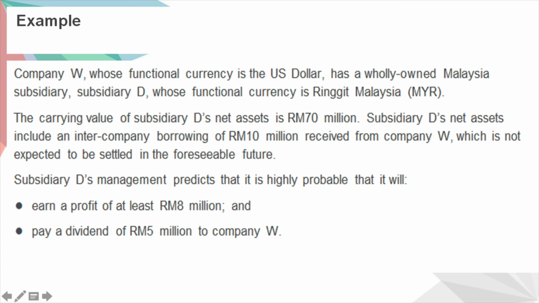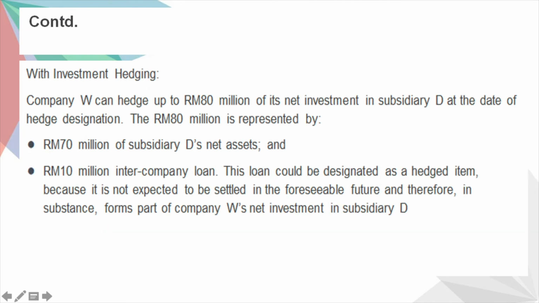So, Subsidiary D's management predicts that it is highly probable that it will earn a profit of at least 8 million ringgit Malaysia and pay a dividend of 5 million ringgit Malaysia to Company W. Next.